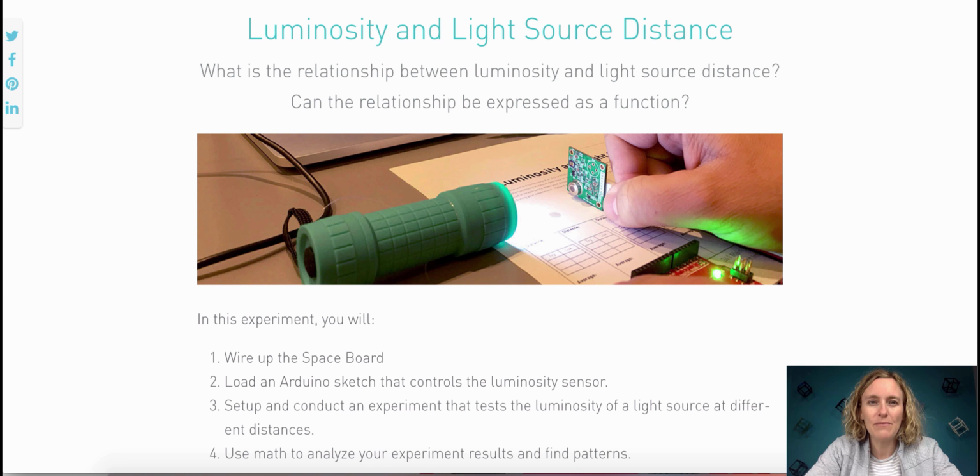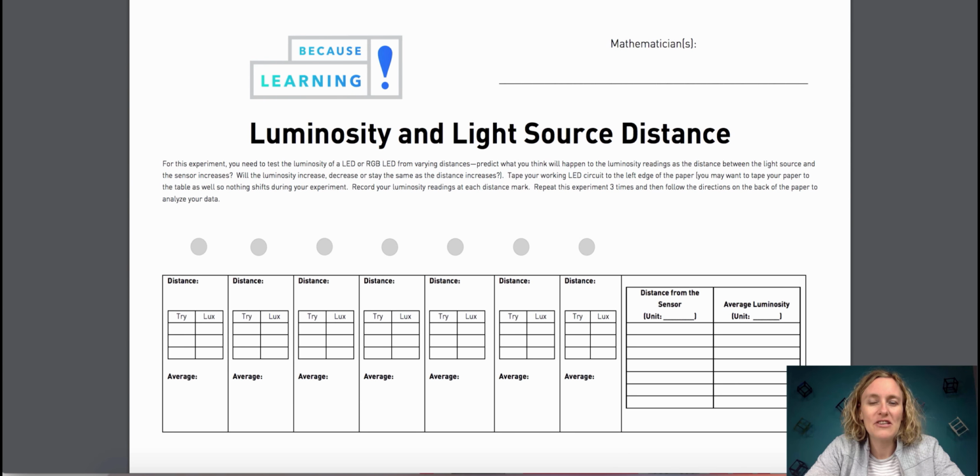Is there a relationship between luminosity and the distance from the light source? In the experiment titled Luminosity and Light Source Distance, this is the question the students aim to figure out. They will use the luminosity sensor on the spaceport. For this experiment, there is also included a worksheet that helps students organize their findings and draw conclusions.